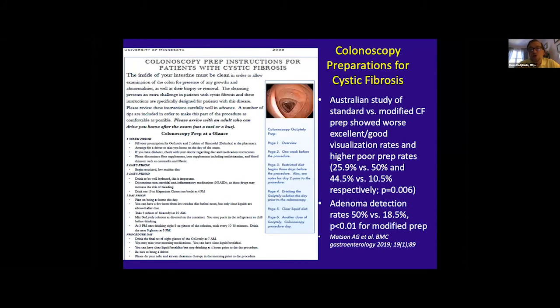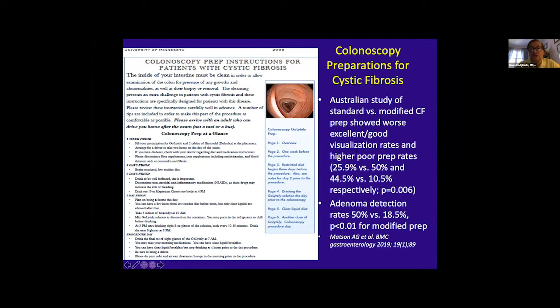Something about colonoscopies. This is the Minnesota prep for cystic fibrosis patients, and it has been adopted in a lot of places in the US and elsewhere. The bottom line is you need a much bigger amount of cathartic to drink, like GoLYTELY or MiraLAX, which makes it more difficult. That's why it would be good to avoid colonoscopy if we could.